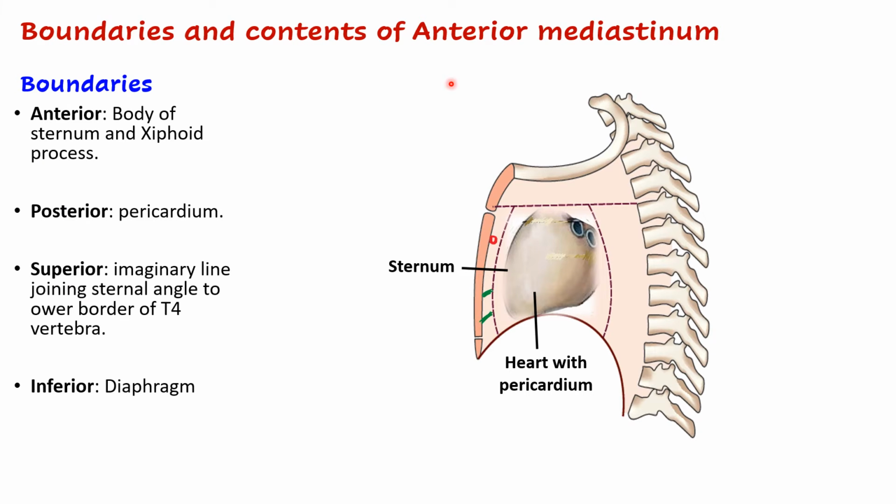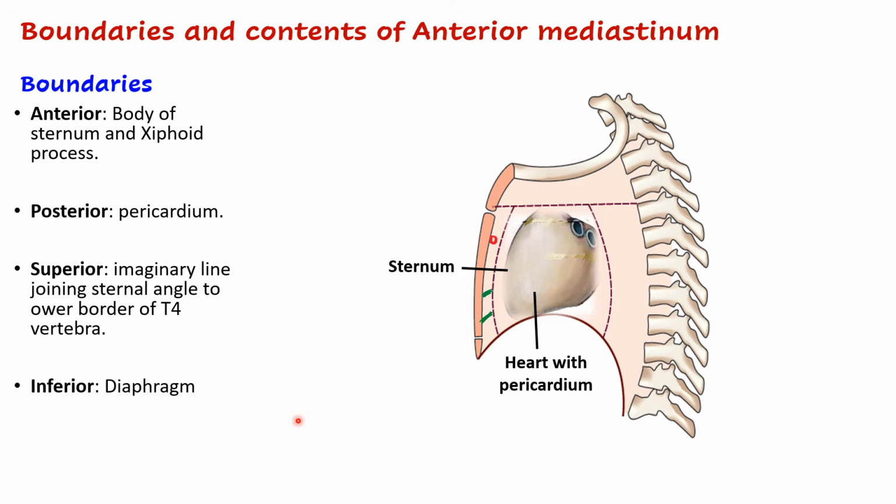Now let us see the boundaries and contents of the anterior mediastinum. It's a very small space, mostly filled with areolar tissue. Anteriorly, it will be bounded by the body of the sternum and the xiphoid process. That is what you can see here. Posteriorly will be the pericardium covering the heart. Superiorly will be this imaginary line which you can see here from the sternal angle to the lower border of the fourth thoracic vertebra, and below will be the diaphragm.